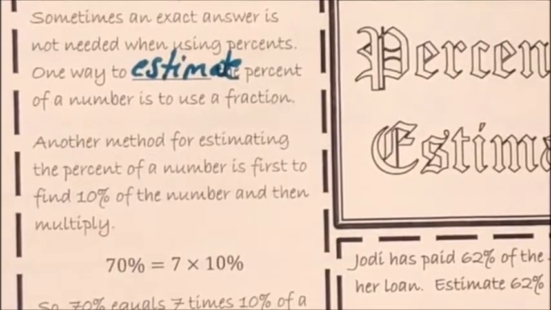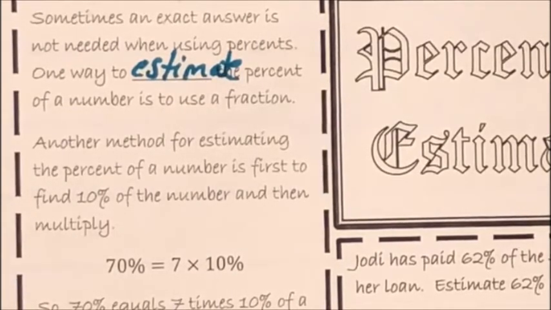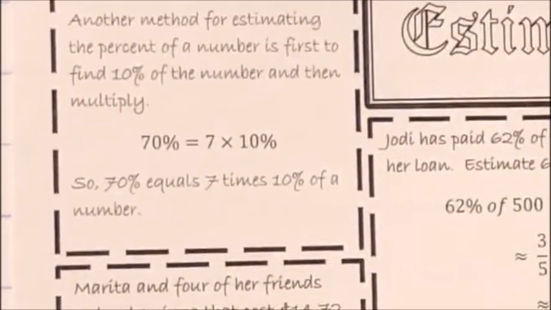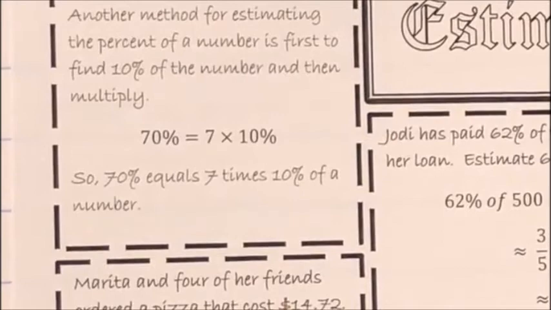Another method for estimating the percent of a number is first to find 10% of the number and then multiply. For example, we know that 70% equals 7 times 10%, right? So, 70% equals 7 times 10% of a number.